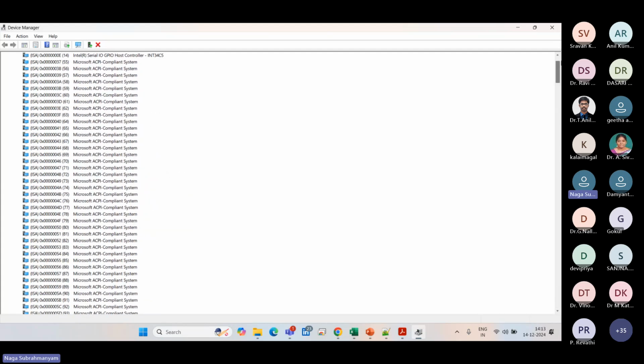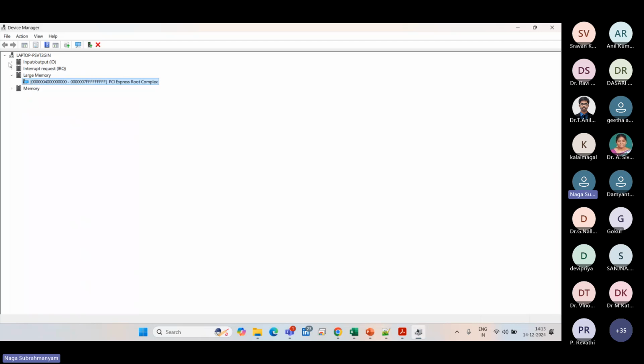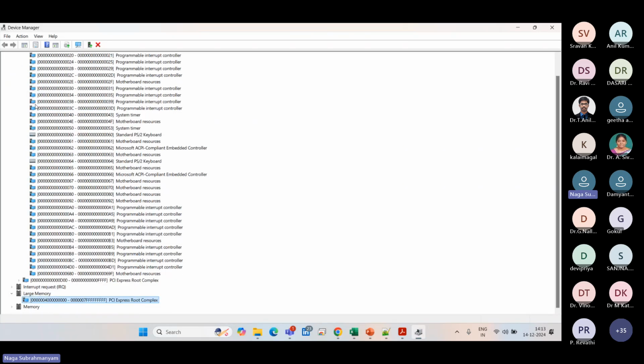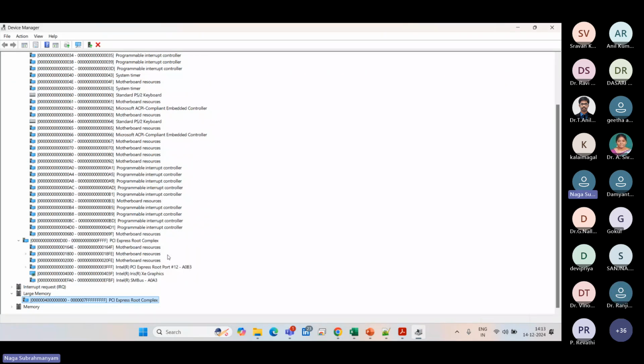Okay, when it comes to one chip, these many interrupt requests are there. If you see input output devices, these many are there. Okay, for all these things, we have to manage the power.